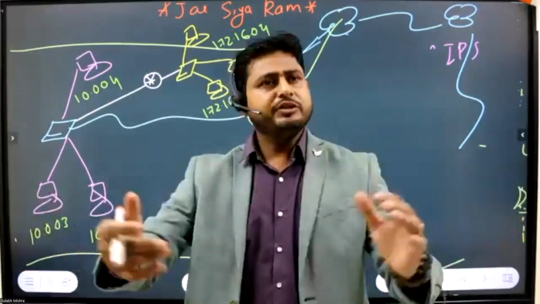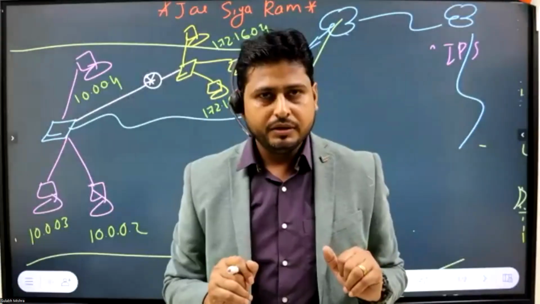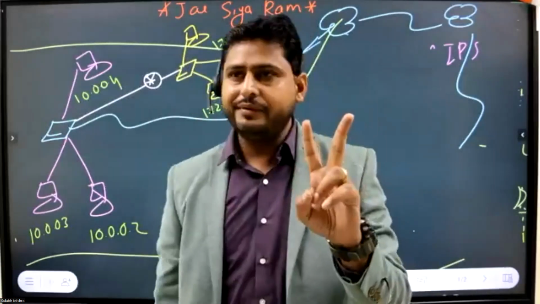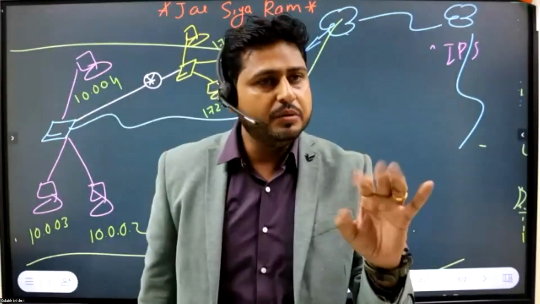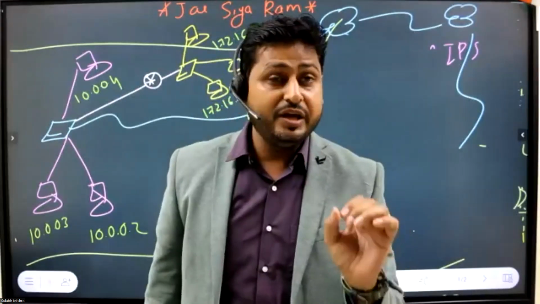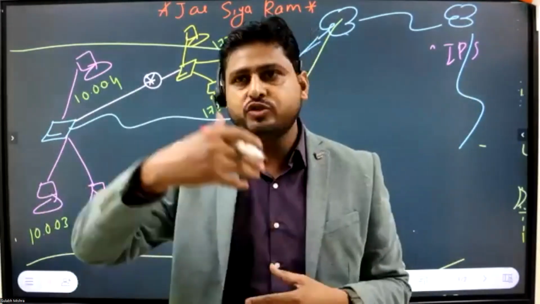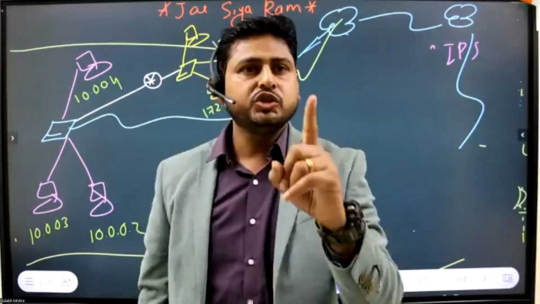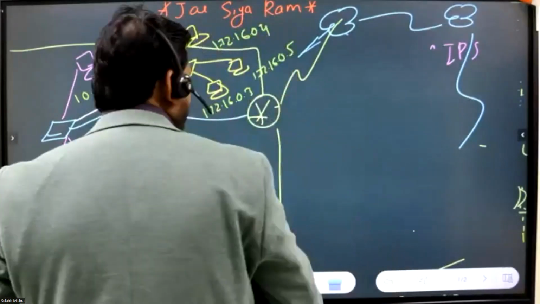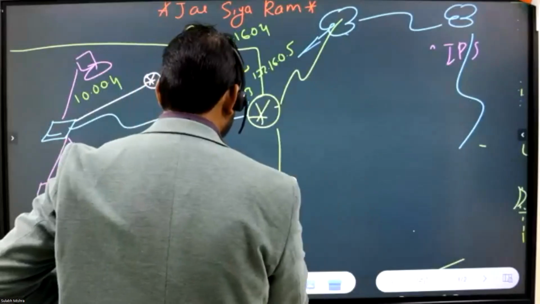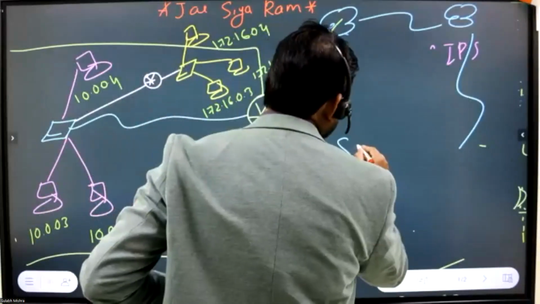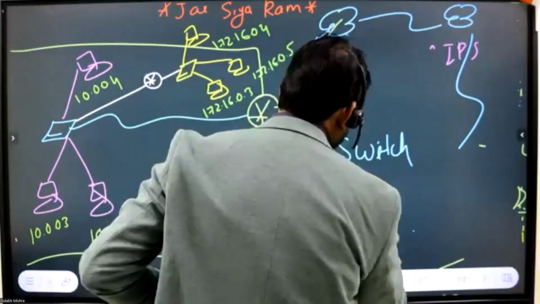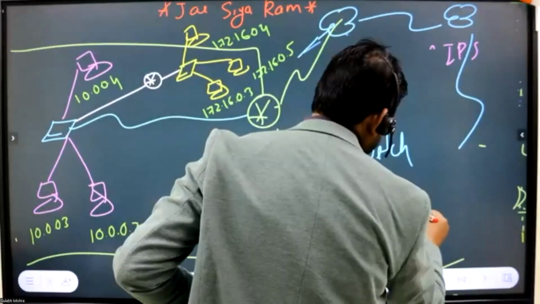They should be able to connect with each other, then only communication will happen. Yes or no? So there are two devices in your network which enable communication from one device to multiple devices. These two network devices we call switch and router. One is switch and the other is router.